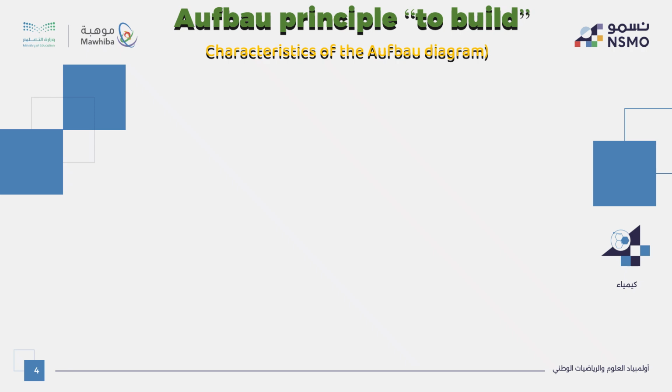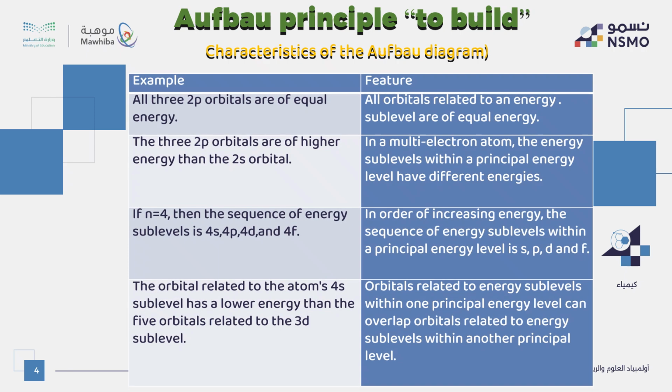Characteristics of the Aufbau diagram. The Aufbau diagram helps us determine the correct filling order of sublevels, compare energies of different orbitals, and avoid common mistakes when writing electron configurations. It's especially useful when dealing with transition elements and higher energy levels.